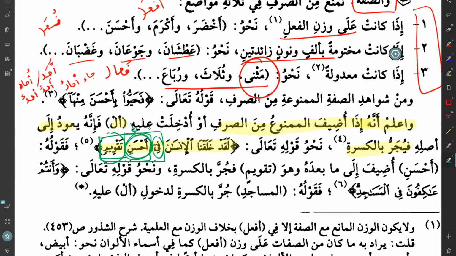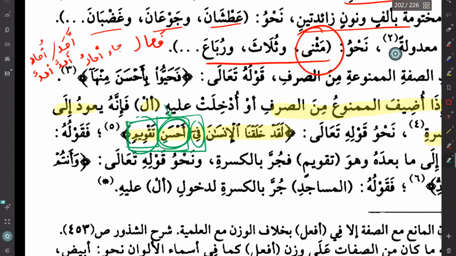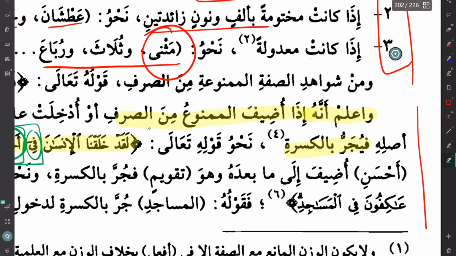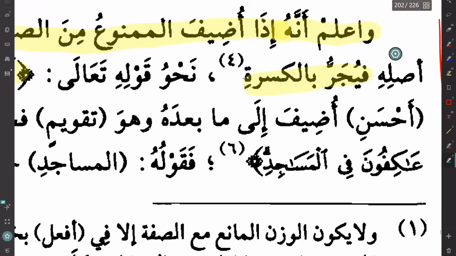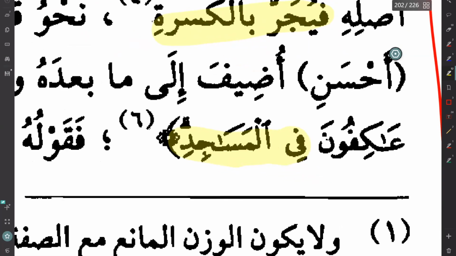Makes sense? So here's another one. We have: وأنتم عاكفون في المساجد. في المساجد. What's going on here? We just learned that masajid is in the pattern of mafa'il, which is the plural. This is the muntaha al-jumu'. That means when you have this pattern, it should be mamnu min as-sarf, and mamnu min as-sarf never takes kasra. So why do we have a kasra here?